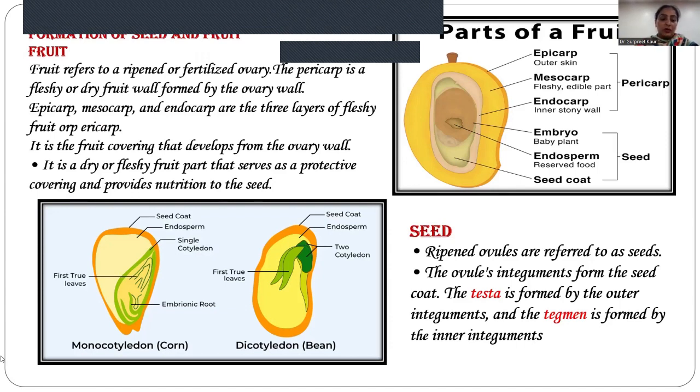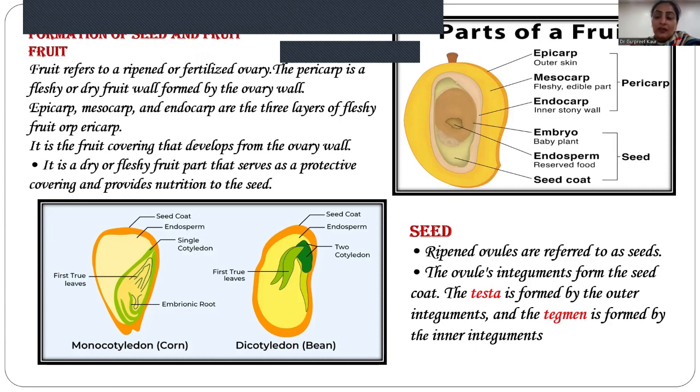This is a monocot seed and this is a dicot seed. We eat maize, corn, which is a monocot seed. We eat kidney beans, which are dicot seeds, with two cotyledons. And this is a fruit which has the coverings, that is the epicarp, mesocarp, and endocarp; this is the pericarp. And inside the seed will be present the embryo and the endosperm.